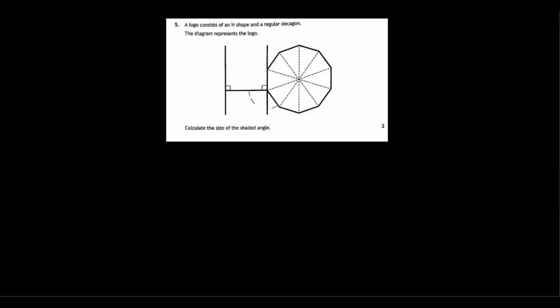A logo consists of an H shape and a regular decagon. The diagram represents the logo. Calculate the size of the shaded angle. So the shaded angle is this angle over here. I know it's not clear from the diagram. So that's the angle we're trying to find. And we know that this is 90 because it's a right angle. So we just need to find this angle over here.